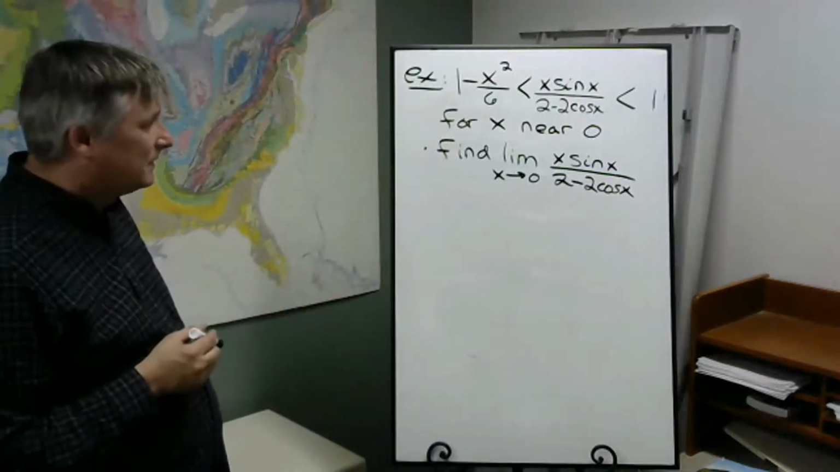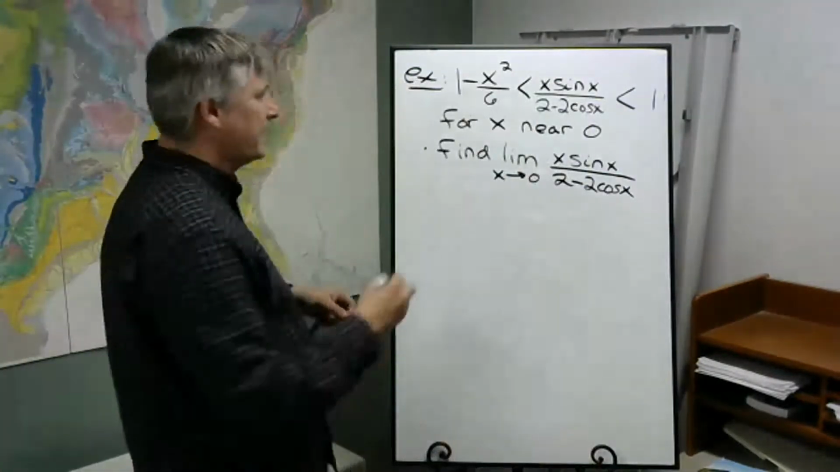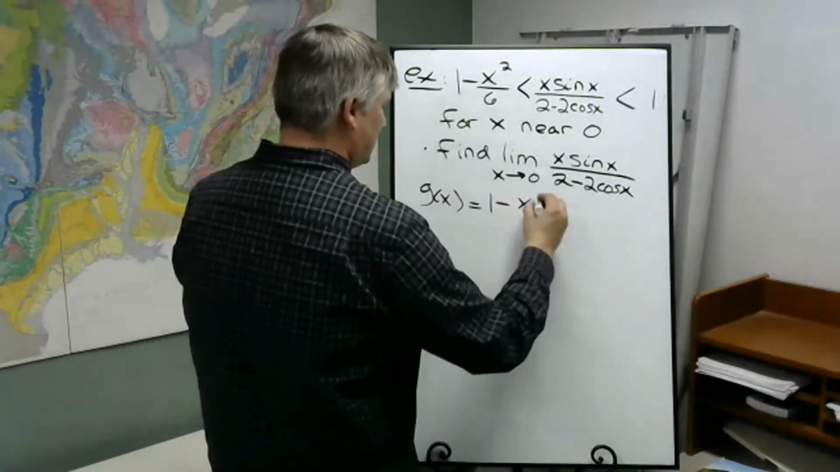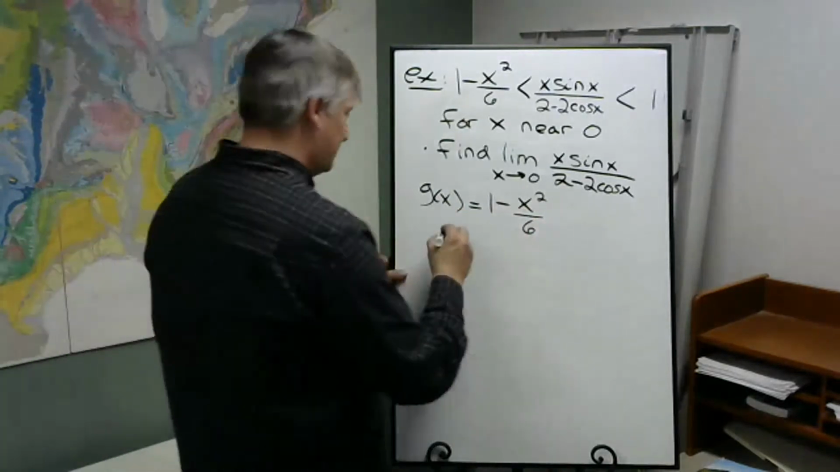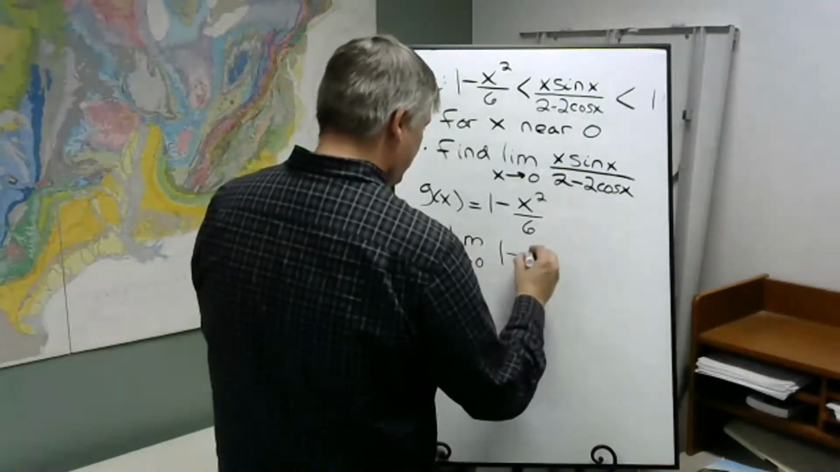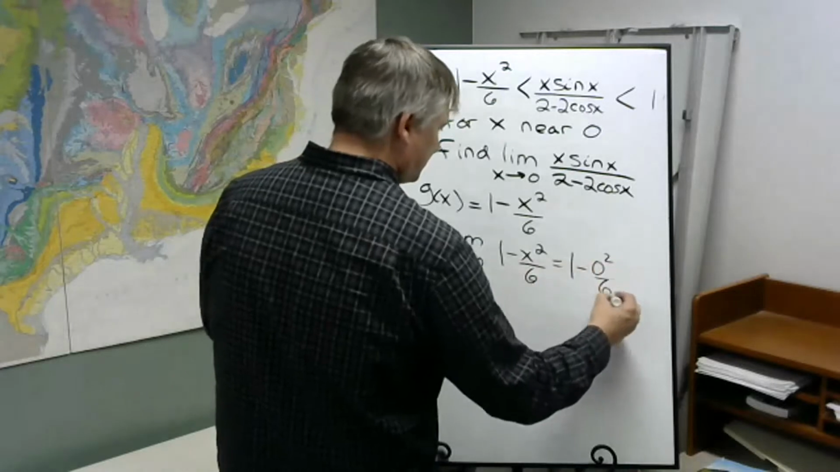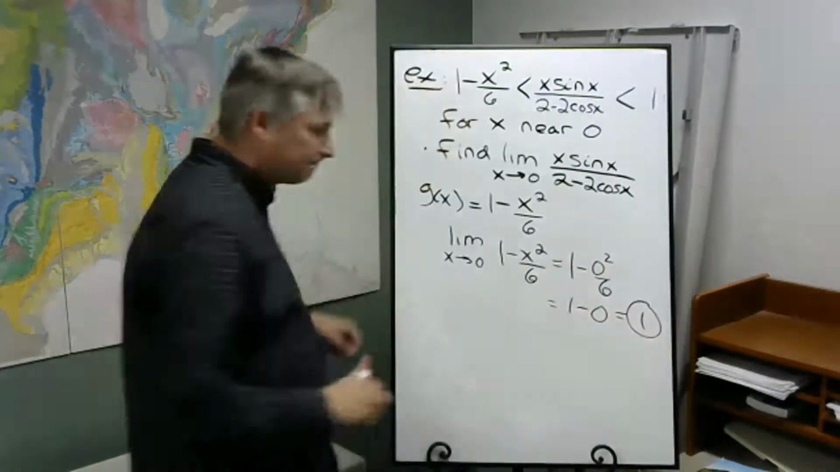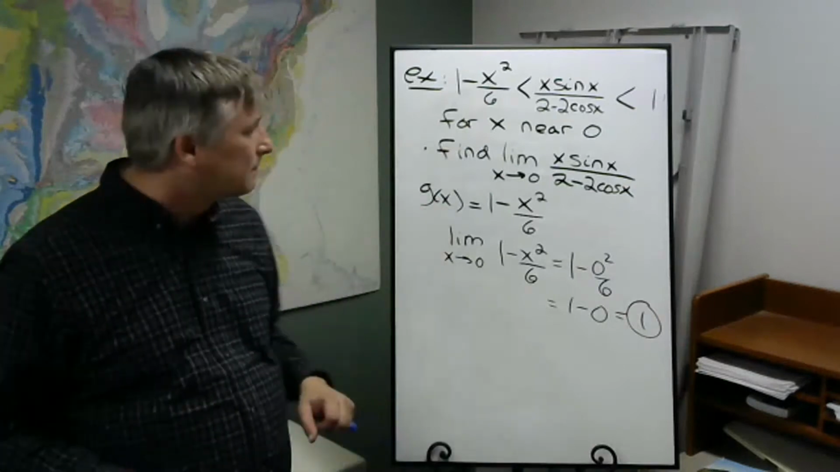All right. So what we can do is this. Let's take g of x to be 1 minus x squared over 6. Well, then the limit as x goes to 0 of 1 minus x squared over 6 will be 1 minus 0 squared over 6, or 1 minus 0, or 1. So as we get close to 0, g of x gets close to 1.